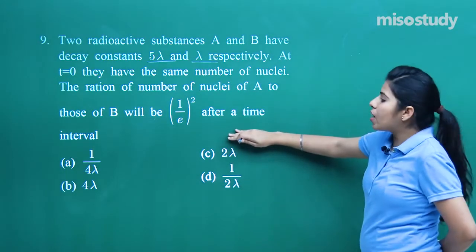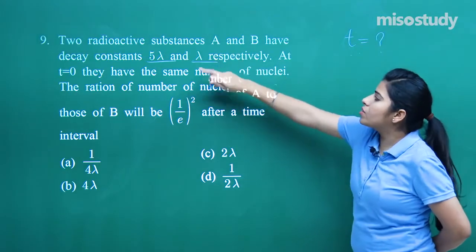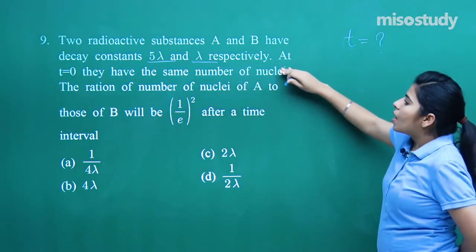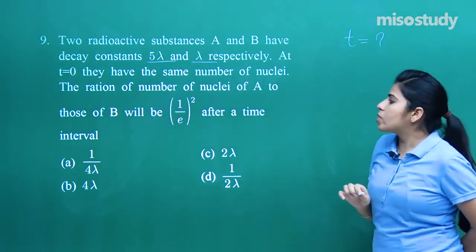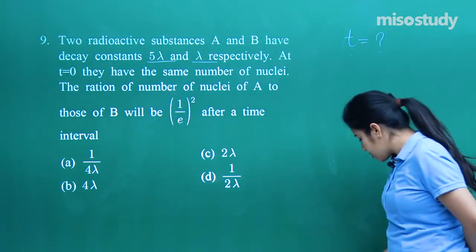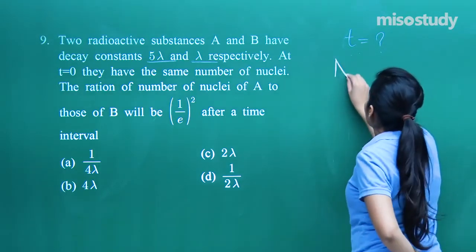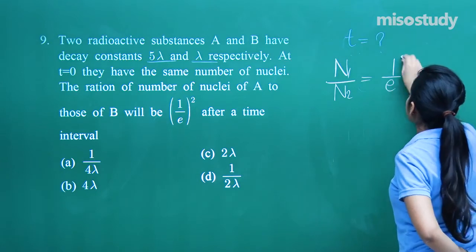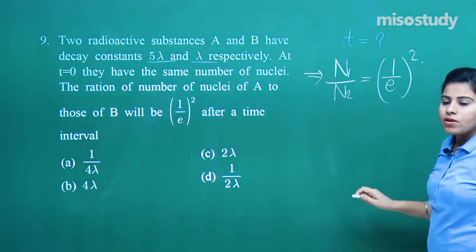First of all, we have to find out the time, and we have been given the two decay constants, that is 5 lambda and lambda. At time t equals 0, the ratio of nuclei of A to B is, let me just write what has been given, N1 upon N2 equals 1 upon e square. This has been given in the question, right?